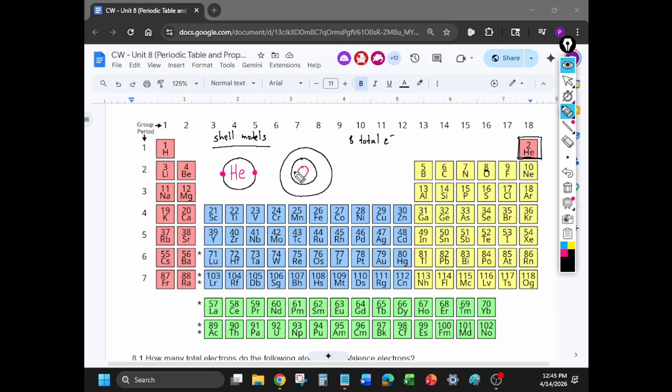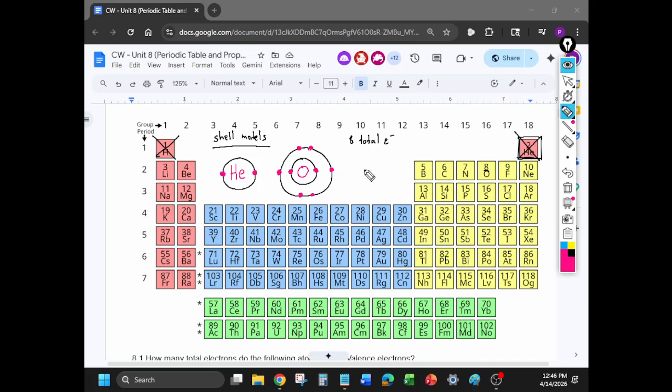So if you look at the first shell, remember how we talked about the row numbers, right? The rows tell you about the shells. Well, if you look at the first row, there are 2 boxes, right? 1, 2. That means we put 2 electrons in that first shell. And then to get a total of 8, we just put the remaining 6 in the second shell. Okay, and there you go. That's how you would draw oxygen.